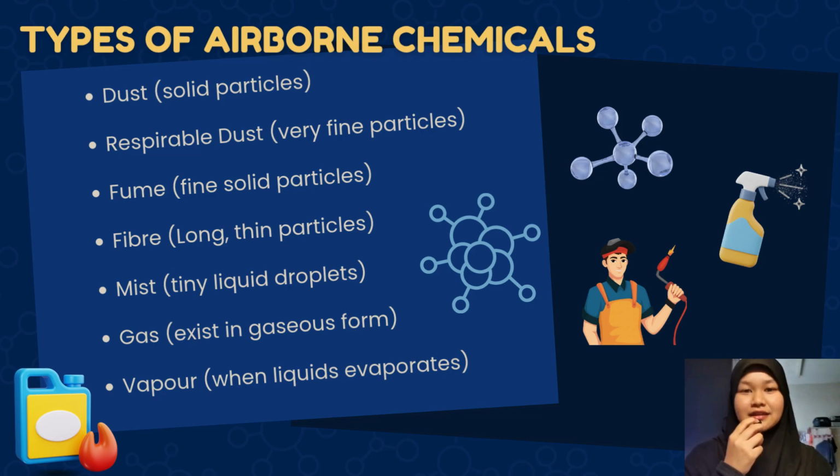Next is gas. Gases are substances that exist in gaseous form at room temperature. For example, carbon monoxide from engine exhaust. Finally, vapors. Vapors are formed when liquids evaporate into the air. For example, solvents such as toluene.